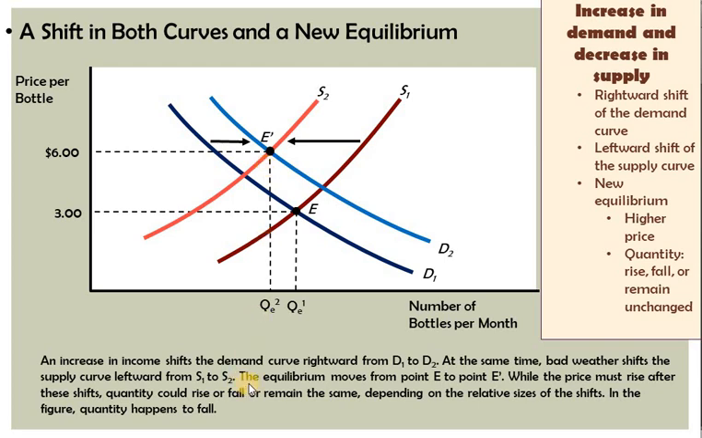Right? So, continue tayo. The equilibrium moves from point E to E. So, mapansin natin, ano nangyari? From here to there. Bakit? Kasi nga po, yung supply natin, bumaba. Yung demand po natin, tumaas. While the price must rise after this shift, quantity could rise, fall, or remain the same. It is definitely dependent on the relative sizes of the shifts in the figure. So, the quantity happens to fall. Okay? So, ito yan.